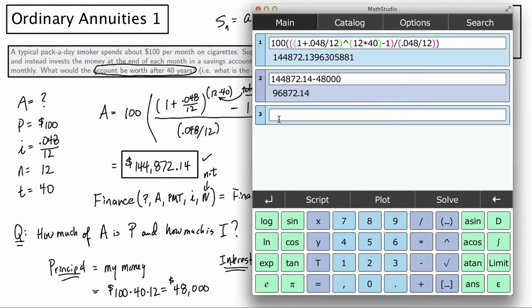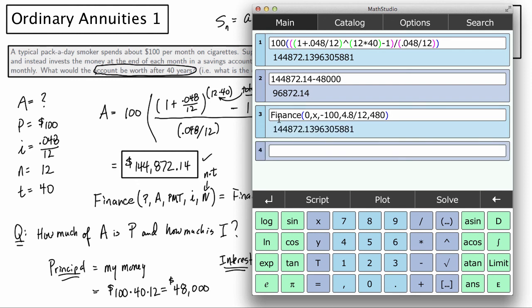go ahead and bring this back in. The idea here is that if we type in finance or find it in the catalog, then we can just enter the values 0, X, negative 100 for the cash flow, interest of 4.8% per month, for 480 total payments. And you see here that we get the exact same amount, $144,872.14. If I had forgotten about the cash flow and just entered a positive, all it would have done is say we took $100 every month for 480 months, and so we would owe back that much, it being a negative amount.